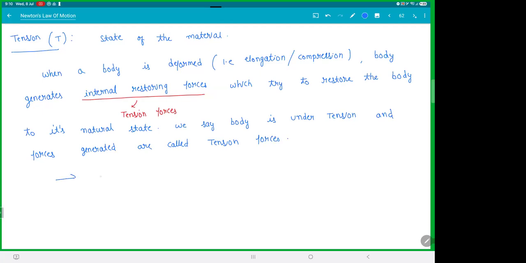So basically tension is due to the deformation of the bond structure. Fundamentally, if you go inside, you will see the bonds are getting deformed. This is also electromagnetic force.